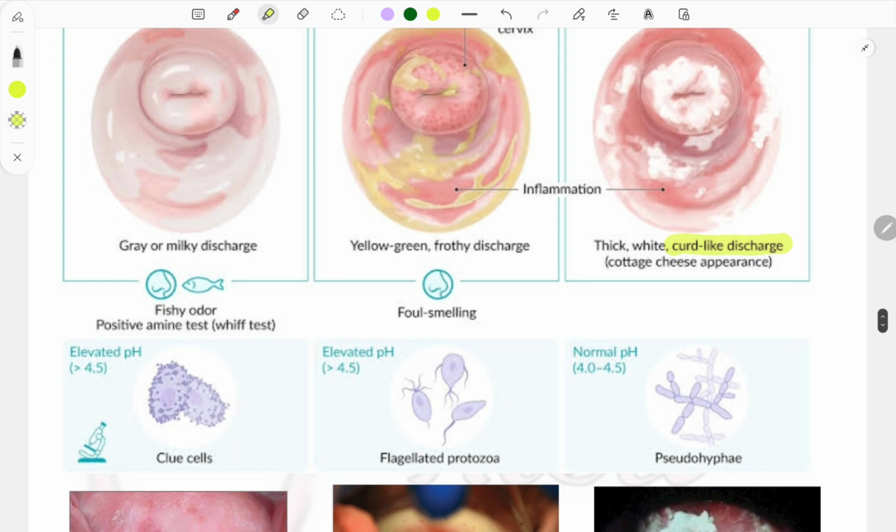And these are the types of discharge seen. So yellow green frothy discharge and a gray or milky discharge.